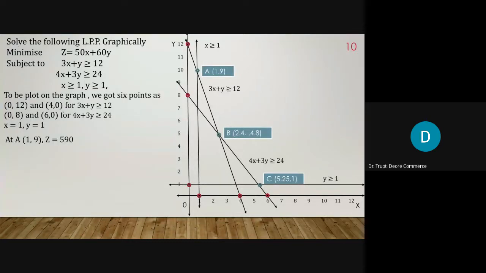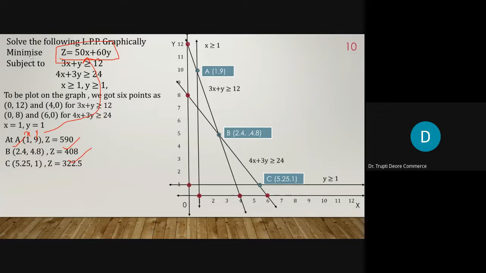So this is your x value and this is y. And we have to put this value in Z. So Z is 50x plus 60y. When we put the values of x and y in Z, we got Z as 590. Here same, 2.4, 4.8, Z is equal to 408. And the third one is C. At the value of C, 5.25 and 1, we get the value as 322.5.